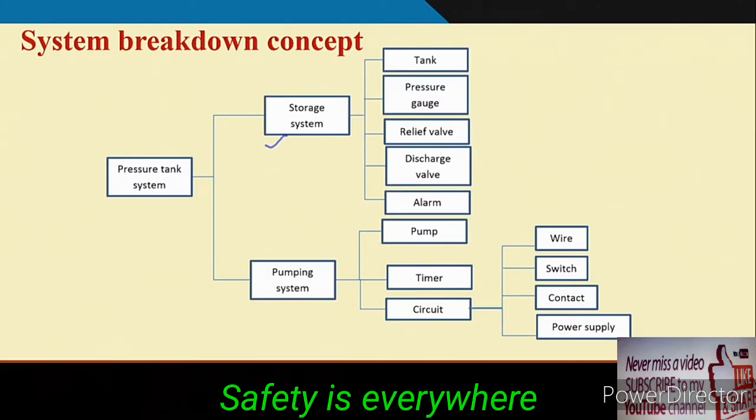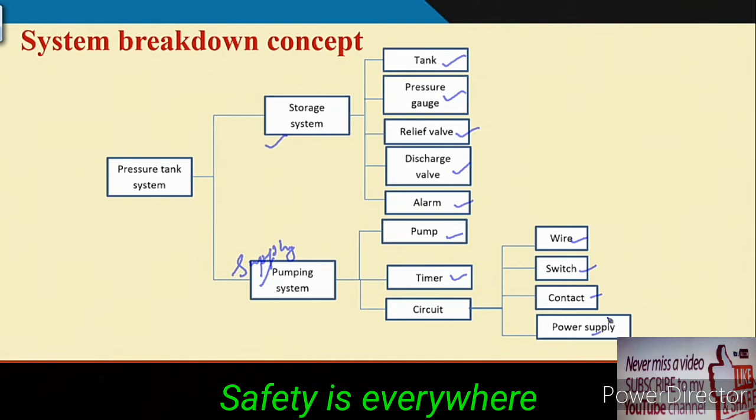Then with reference to this system, what I have done is to say that this pressure tank system has a storage system and another one, the pumping system or supply system, I can say supply of gas. In the storage system, the pressure tank is one, then pressure gauge, relief valve, discharge valve, alarm. These are the components of the pressure storage system. In the pumping system, there is the pump, timer and the electric circuit. Obviously, the timer can be within the circuit, but the timer is a special one, so we kept it separately. And then the circuit: the wire, switch, contact, power supply.